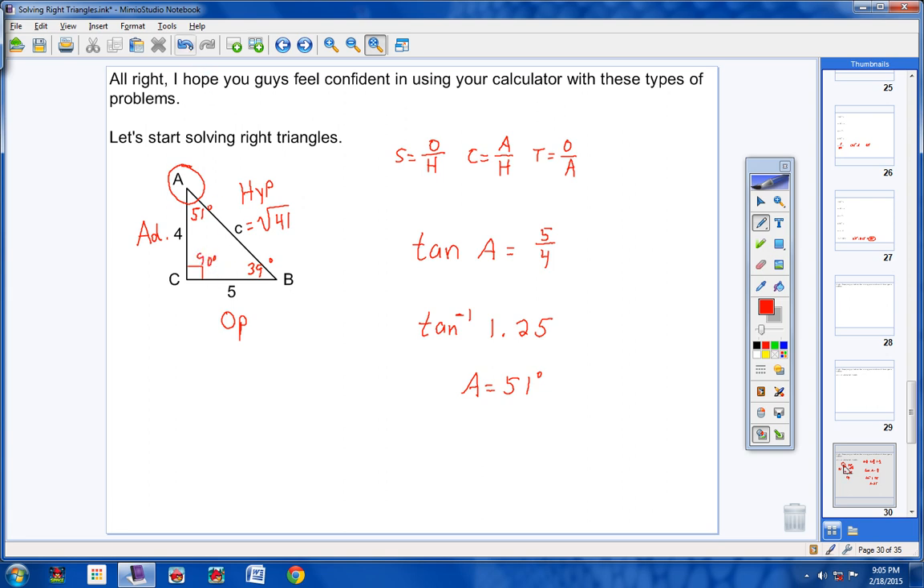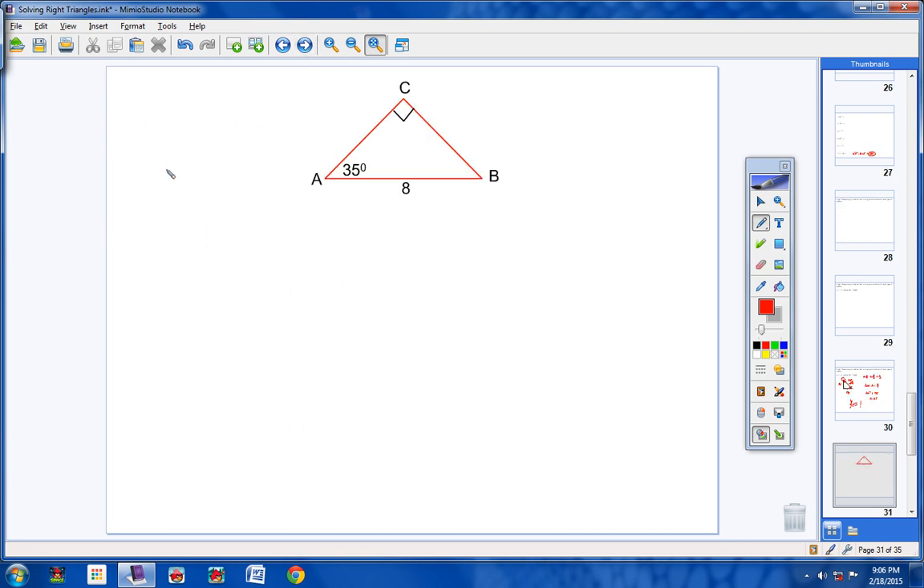So do I know the measurement of all three angles? Yes. Do I know the measurement of all three sides? Yes. Did I just solve this right triangle? Yes, we did. Alright, let's try a couple more of these. Copy this in your notes, please. Copy this down.